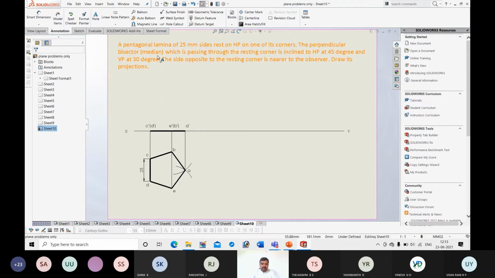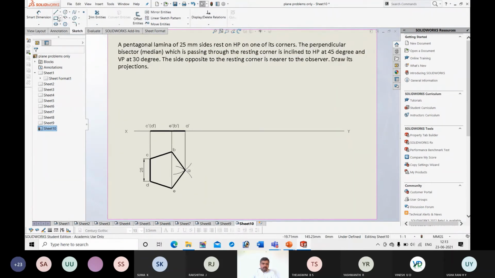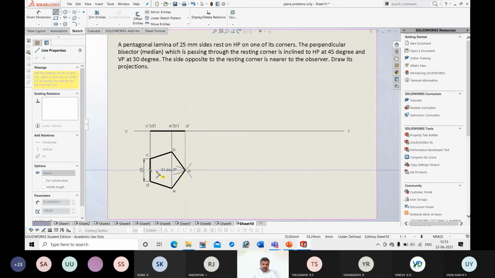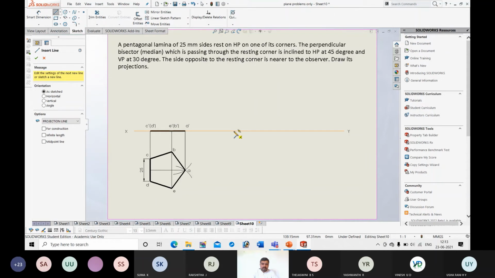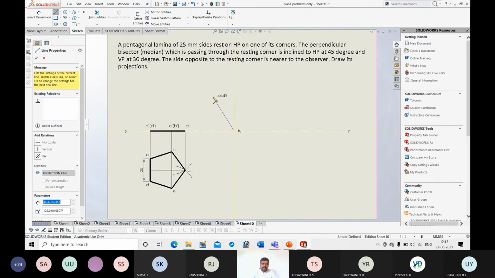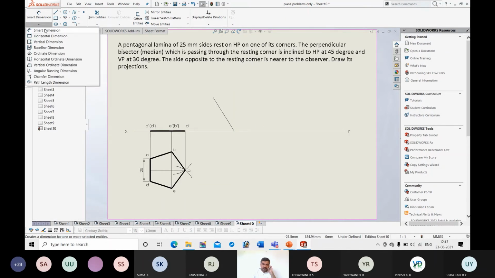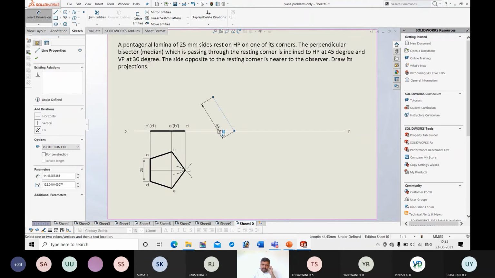So perpendicular bisector means, if I draw a horizontal line from A, this is the perpendicular bisector. That means this front view will also represent the perpendicular bisector. So I will make this front view inclined at 45. Next, consider a point on XY. Draw an inclined line, a 45-degree inclined line.